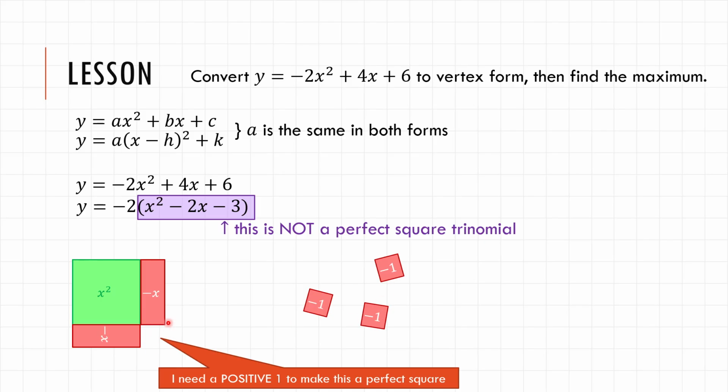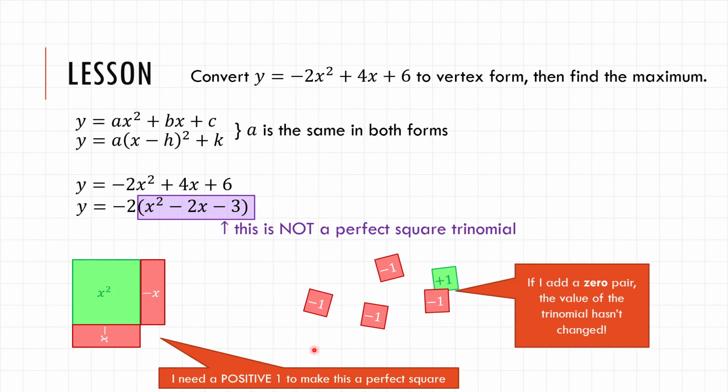One way is to explore the idea of zero pairs. So a zero pair is basically saying, let me add and subtract the same number. And by doing so, I haven't really changed the value of this expression. So if I add a zero pair, the value of all of my algebra tiles has not actually changed. But I can use this zero pair now to put this +1 over here and collect all my -1s separately.